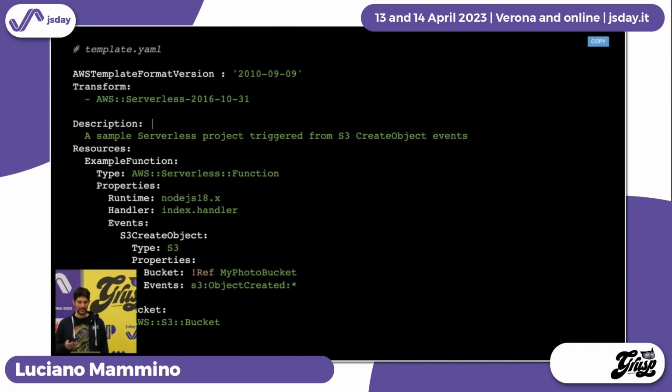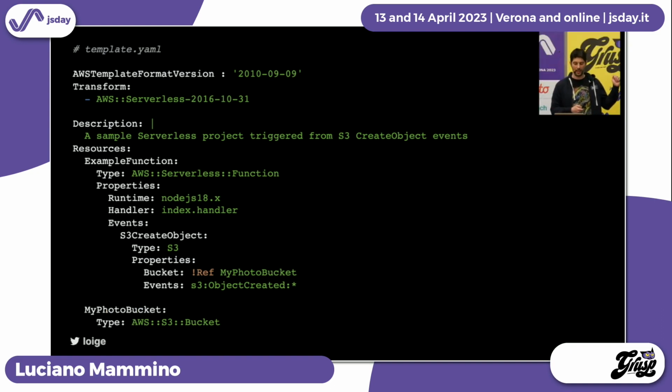Now, just to give you an example, this is what some code in SAM is going to look like. It's just a YAML. In this YAML, we are defining a Lambda function. We are defining an S3 bucket, and then we are defining an event where we are basically saying when a new file is created in this S3 bucket, trigger this Lambda.